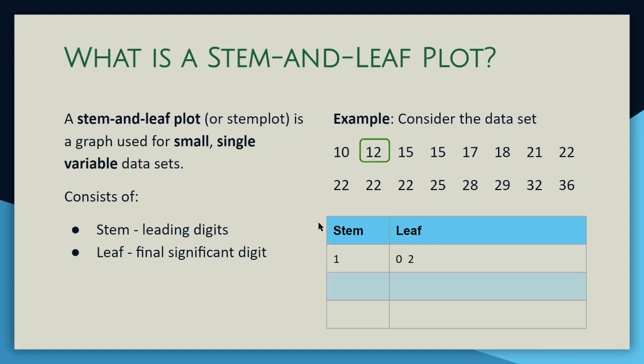Moving on to our next number of 12, we get a leaf of 2. 15 and 15 are 5 and 5. 17 and 18. When I move on to my next number, I need a new stem, which is 2. And when I get through all the 20s, I can see 21, 22, 22, 22, 22, my repeated 2s, 25, 28, 29, and then that last row starts here with the 32.